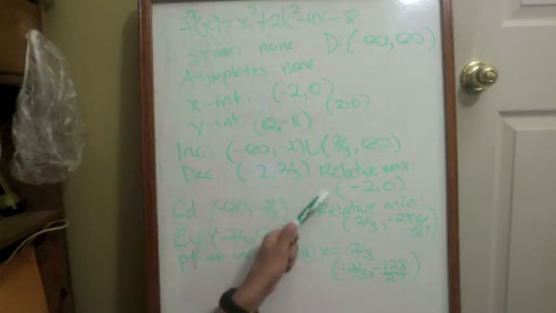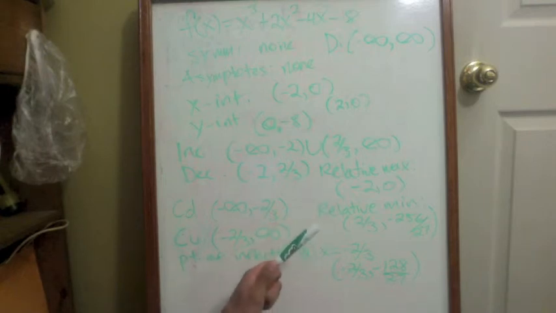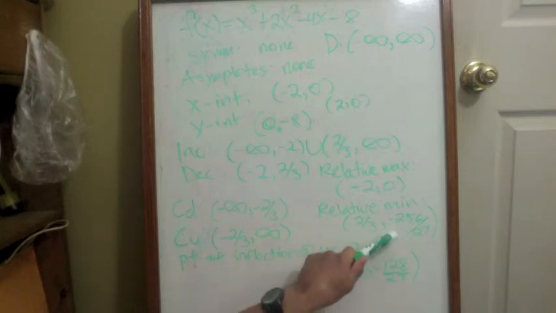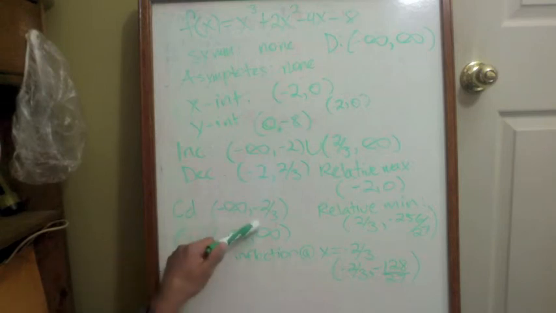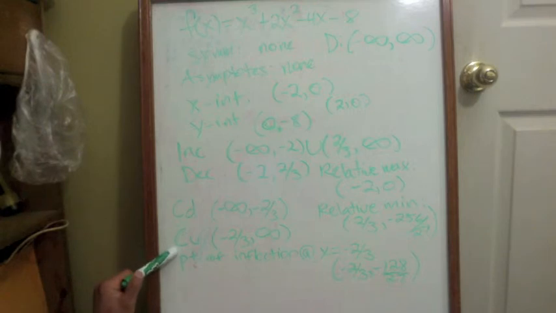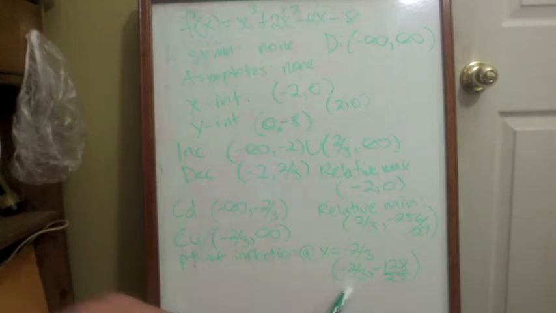We have a relative max at (-2, 0), and a relative min at 2/3 and -256/27. It's concave down from -infinity to -2/3, and concave up from -2/3 to infinity. We also have a point of inflection at x equals -2/3, which is the point (-2/3, -128/27). And now I can finally show you the graph.